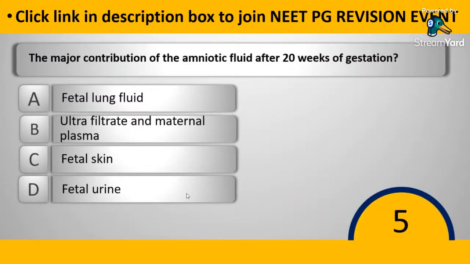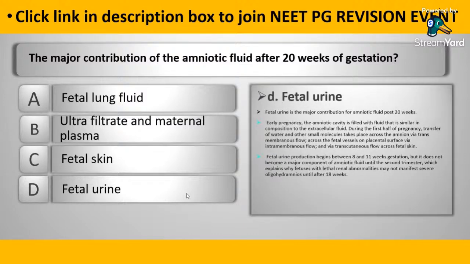The major contribution of amniotic fluid after 20 weeks of gestation is A. Fetal lung fluid. Is it ultrafiltrate and maternal plasma? Is it fetal skin or it is fetal urine? It is fetal urine. Fetal urine is a major contribution for amniotic fluid post 20 weeks.